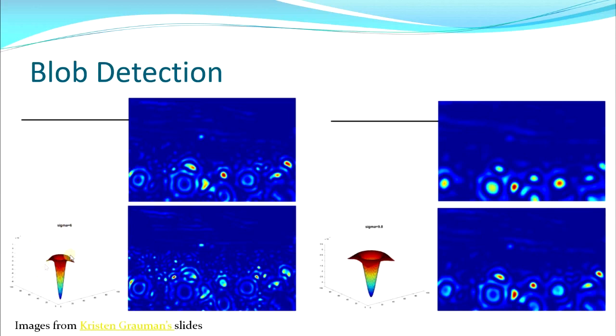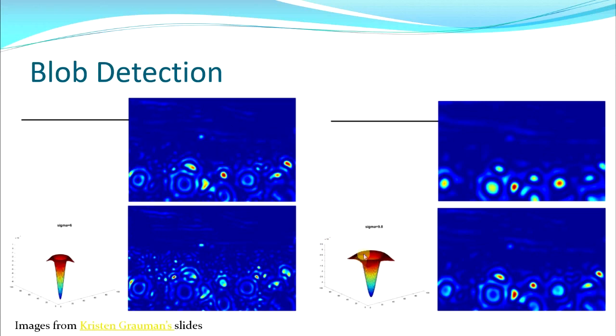So now this sigma is 6. Sigma is the variance of this Gaussian that I've used. This is a Laplacian of Gaussian, that is the double derivative of the Gaussian. So you can see that when I increase sigma, now I am able to detect a little bigger range of the flowers, and you can see now the smaller flowers are almost non-detectable.